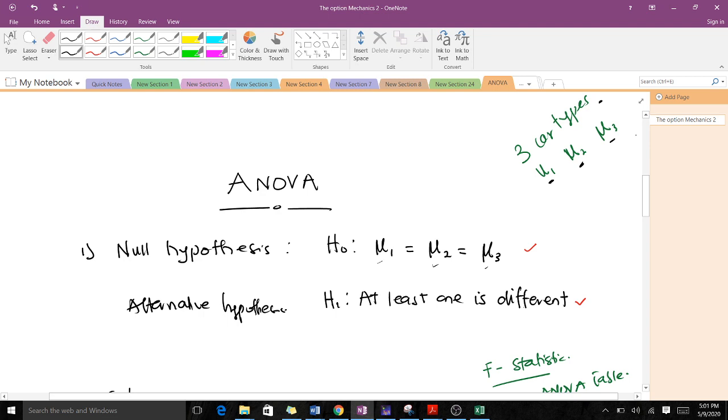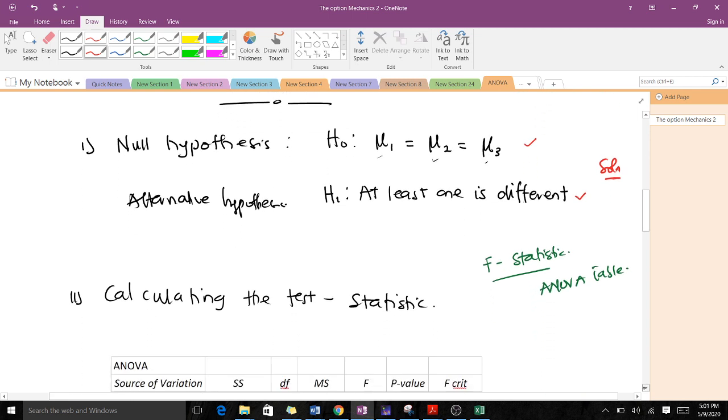So our null hypothesis will state that the 3 means will be equal. So that means mu1 is equal to mu2 is equal to mu3. So this is going to be our null hypothesis. And our alternative hypothesis is going to be that at least one of them is different. So this becomes the solution to the first part of the question.